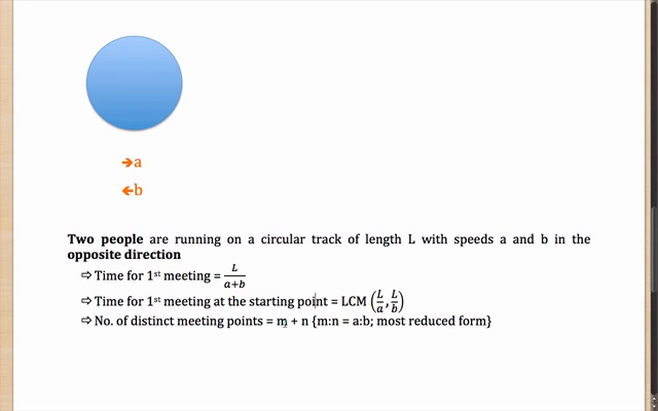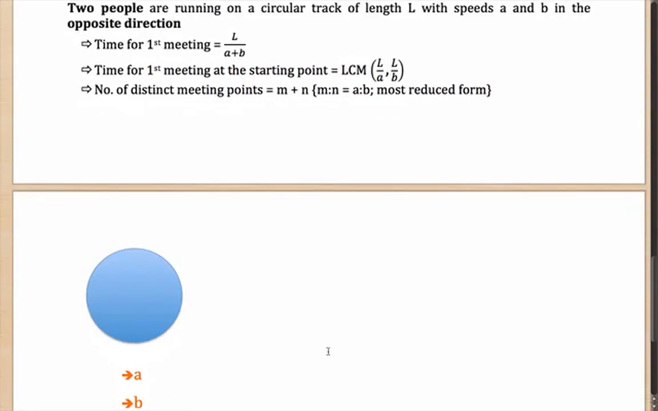The number of distinct meeting points, that formula changes. It now becomes m plus n. And what are m and n? Same as before, the most reduced forms of A by B. If you had the same example, that is, speed of A was 30 meters per second and speed of B was 18 meters per second, this will not be 30 plus 18, but most reduced forms, that is 5:3. Number of distinct meeting points would have been 5 plus 3 or 8.